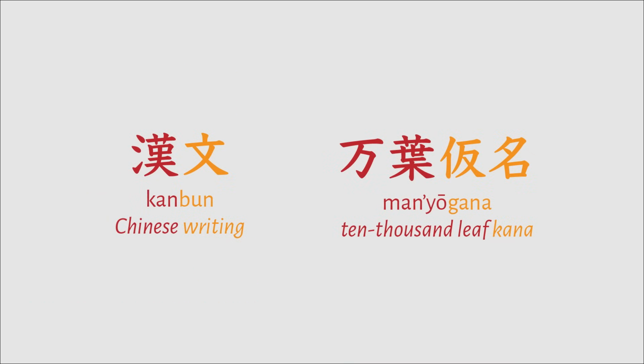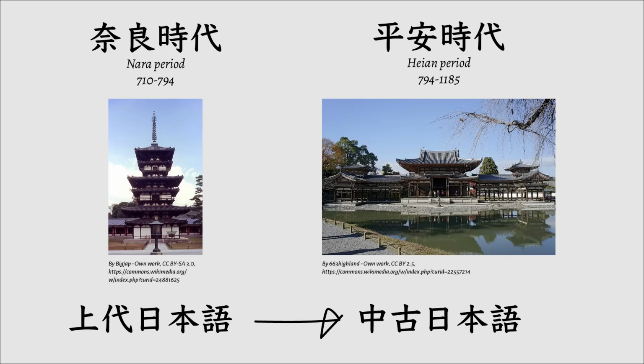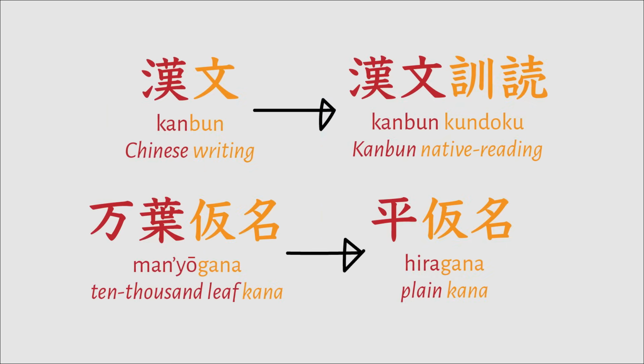These two styles of writing were the main ways of writing Old Japanese. However, as the Nara period moved on to the Heian period around the 8th century, and the language of Old Japanese changed into that of early Middle Japanese, so too did the writing evolve. Kanbun and manyō-gana were still used, but new ways to write based on them had slowly started to develop.